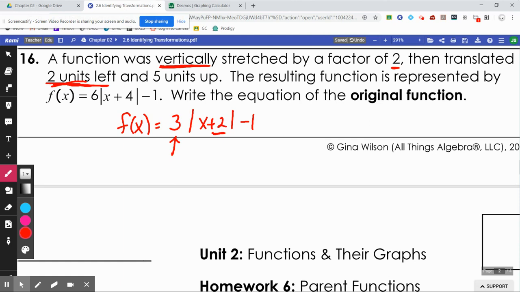Okay, the minus 1. Now we're at minus 1, but our original function was translated 5 units up to get here. So now we're down 1, so our original function must have been down 6 to have been translated up 5 units to end up at minus 1. So this must have been our original function.